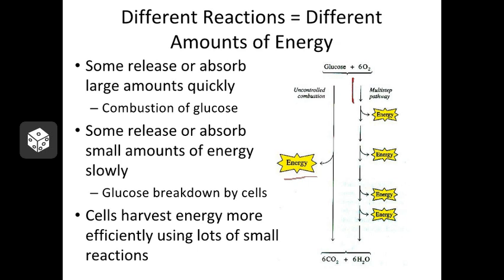When they release energy, for instance, they will do it in a series of steps. So they might break glucose down a little bit, get some energy out, break it down a little bit more, get some more energy out. They get all these little bits of energy out of glucose one step at a time through a series of smaller reactions, and that allows them to capture a larger amount overall.